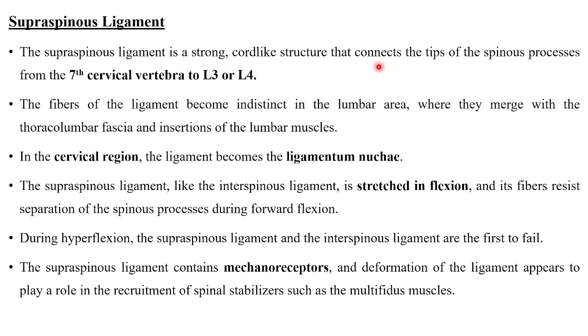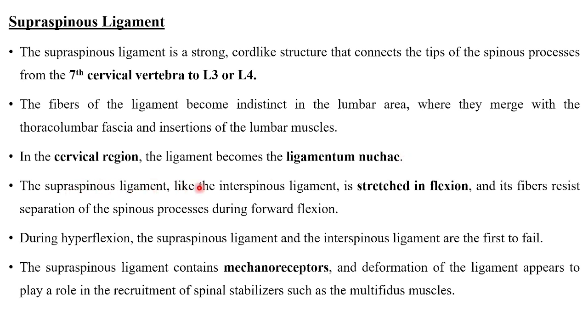It's a strong cord-like structure that connects the tips of the spinous processes from the 7th cervical vertebra to the L3 or L4 vertebra. The fibers of this ligament become intertwined in the lumbar area, where they merge with the thoracolumbar fascia and the insertions of the lumbar muscles. In the cervical region, the ligament becomes the ligamentum nuchae.